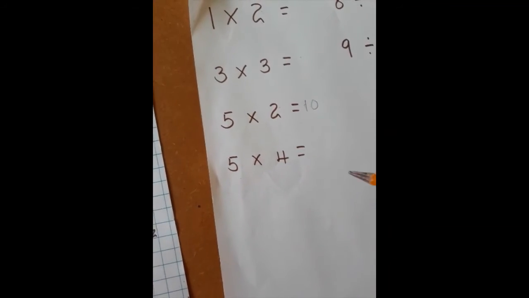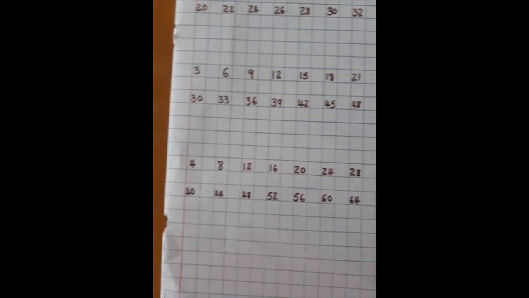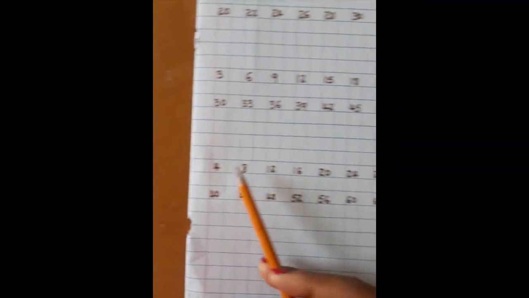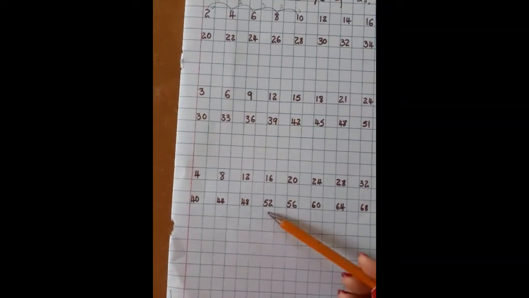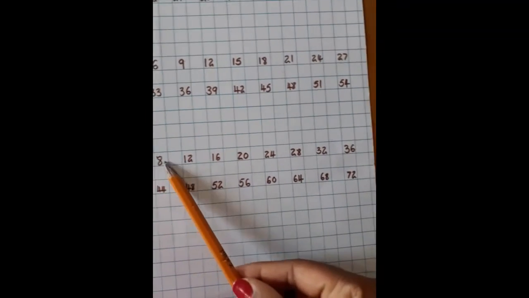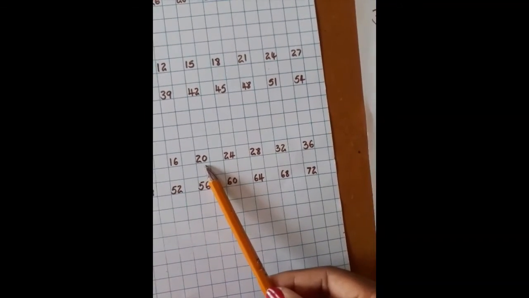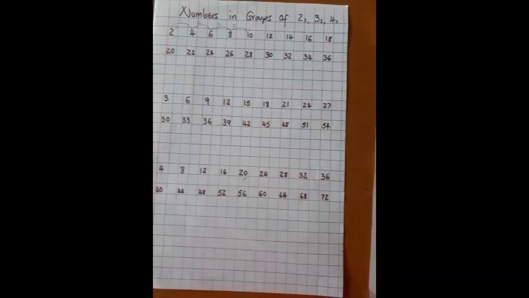Alright, so let's go to this one. 5 times 4. That means you have to know either how to count in 5s or how to count in 4s. But according to our chart here, we've got numbers in 4s. That means you're going to move 5 steps on your number chart. Let's try that concept. 1, 2, 3, 4, 5. Here I am. And where am I? On 20.